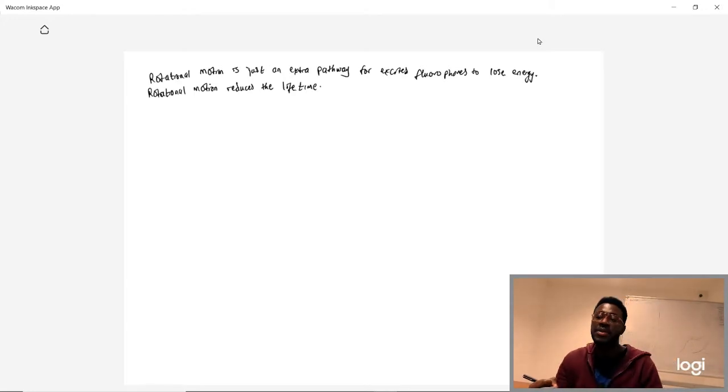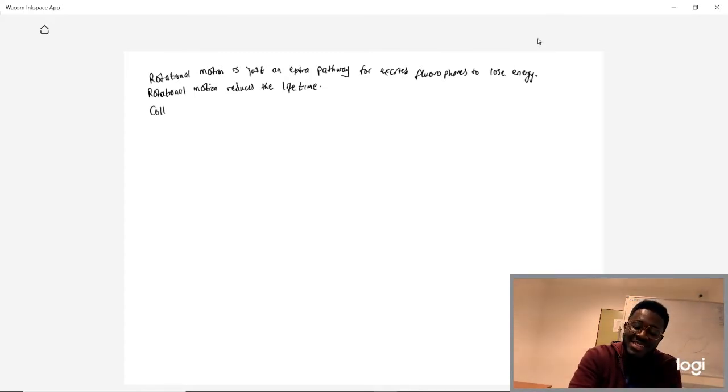Okay, what about collisional quenching? It's the one that sounds scary, but it's also simple. What is collisional quenching? It's exactly what it sounds like. You're hot, and you hit somebody, and you quench your hotness. Yeah, so that's just it.